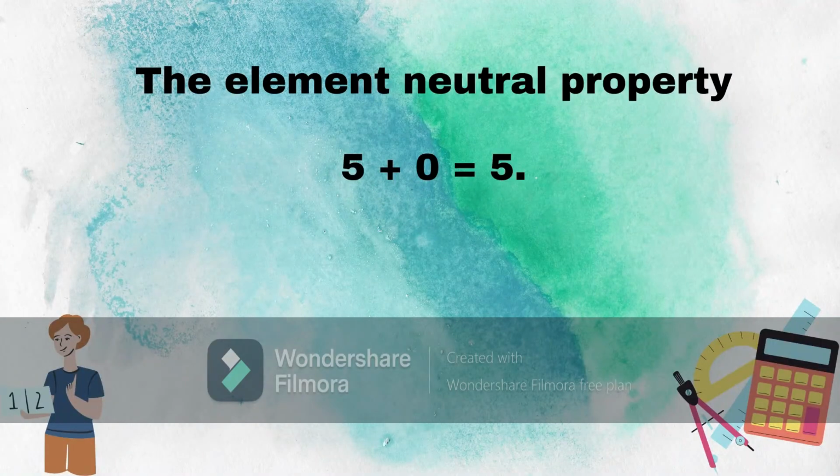The last property is the neutral element property. The sum of any number and 0 is equal to the original number. For example, 5 plus 0 equals 5.